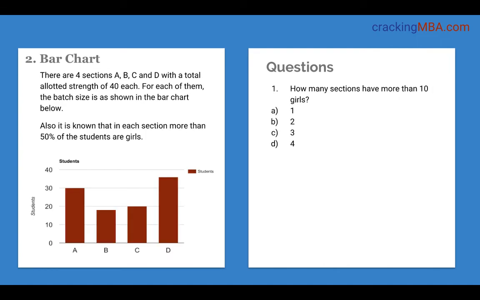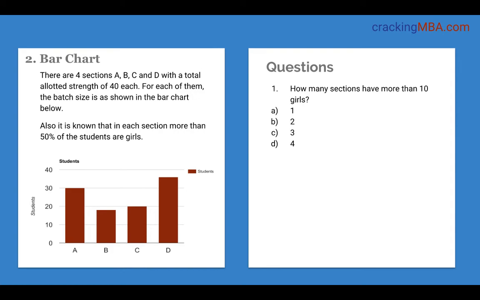So here it's a simple one. We have 4 sections A, B, C and D, and we are saying that the maximum allocated strength is 40, but the actual strength is as shown below in this graph. Also, we know that in each section, the total number of girls is at least 50% or more, yes? So now let's attempt the question.